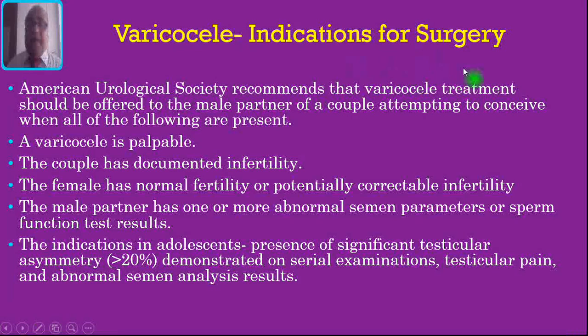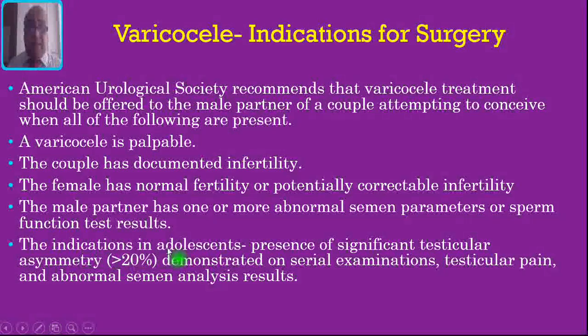So what are the indications of surgery? The American Urological Society recommends treatment for varicocele in a male partner of a couple who are attempting to conceive and they are having all of the following. Number 1, the varicocele is palpable. The couple has documented infertility. The female has normal fertility or potentially correctable infertility. The male partner has one or more abnormal semen analysis results.